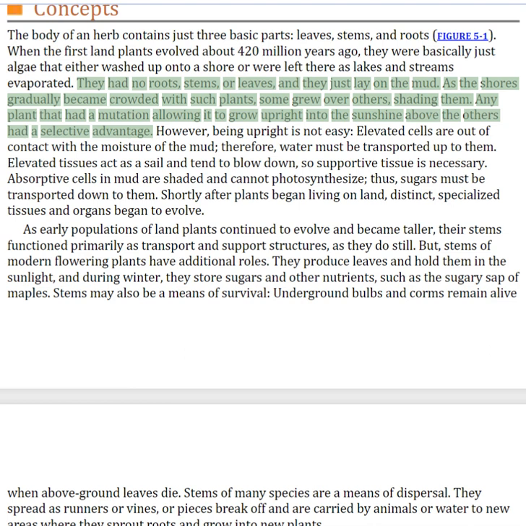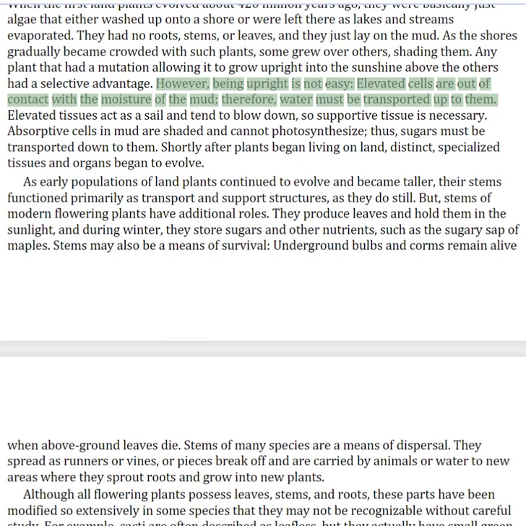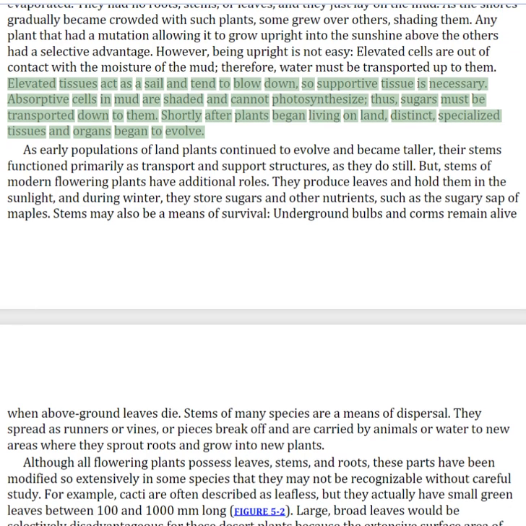Any plant that had a mutation allowing it to grow upright into the sunshine above the others had a selective advantage. However, being upright is not easy. Elevated cells are out of contact with the moisture of the mud, therefore, water must be transported up to them. Elevated tissues act as a sail and tend to blow down, so supportive tissue is necessary. Absorptive cells in mud are shaded and cannot photosynthesize, thus, sugars must be transported down to them.